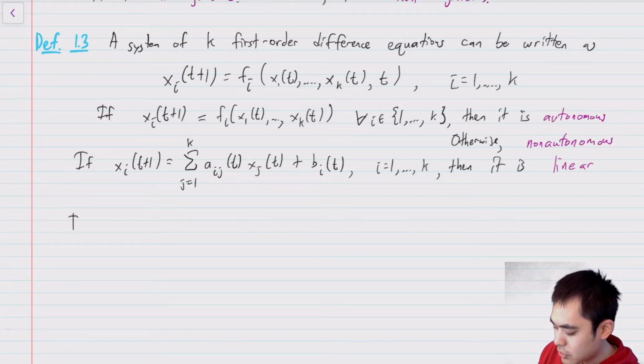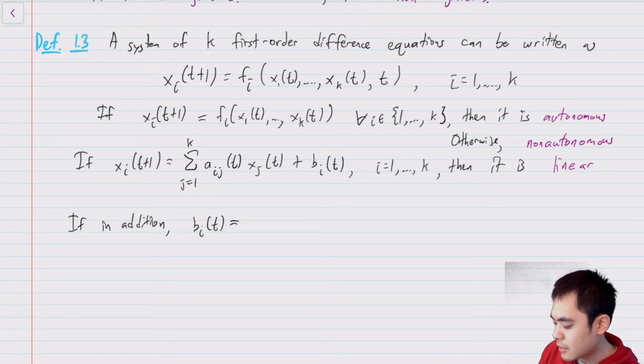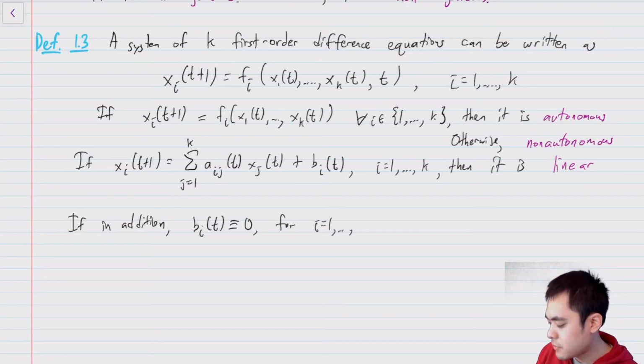And if, in addition to being linear, we have that b i of t is identically 0 for all i, then of course it is homogeneous.